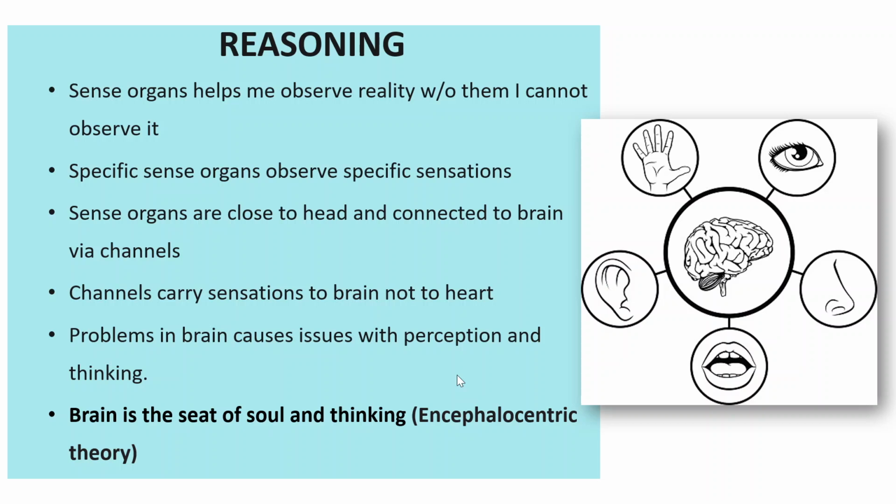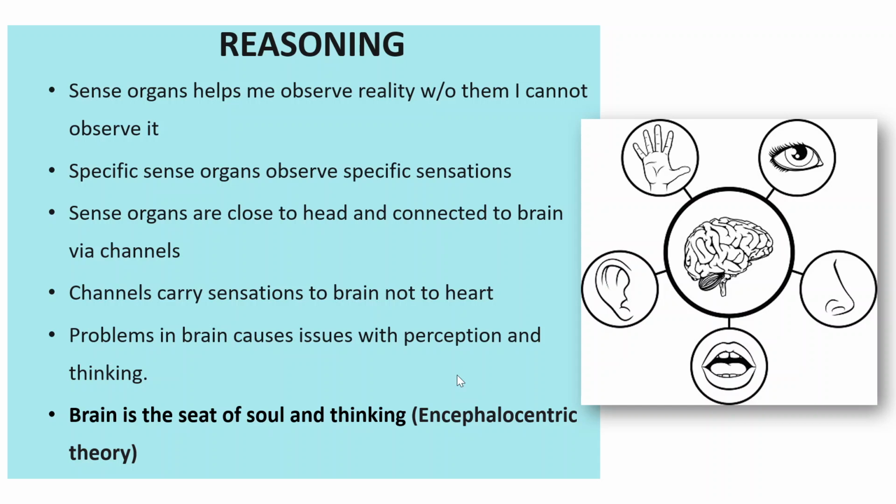These sensations are carried to my brain, not to my heart, because the sense organs are not directly connected to my heart. They are directly connected to my brain. And any problems we have encountered in our brain due to head injury or something lead to problems in my perception or thinking. Based on all these observations and conclusions, we can come to the final conclusion: the brain is the seat of soul and thinking. So now we find out that there is something called the brain in our head and it is the most important part.